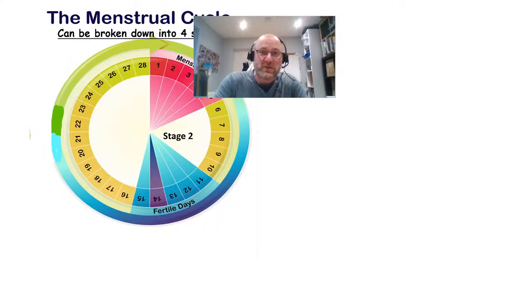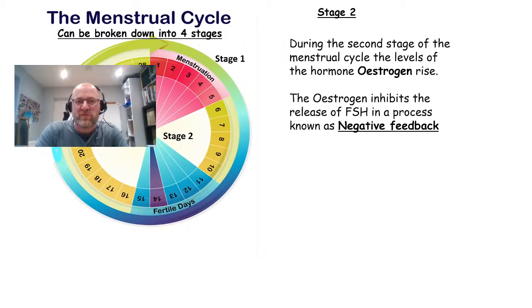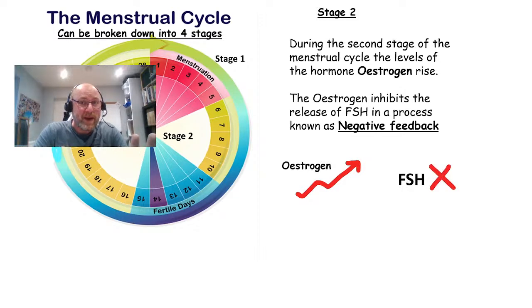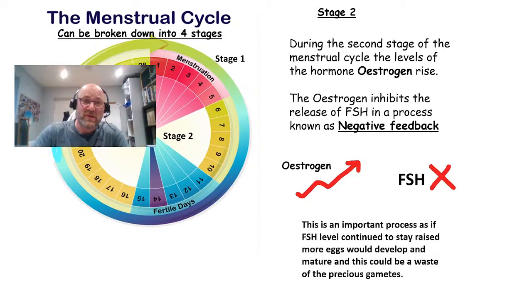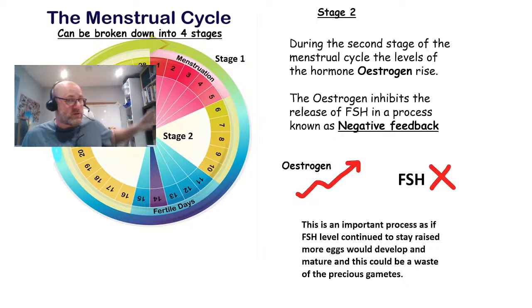So we're on to stage 2 of the menstrual cycle, and this is roughly day 6 to 13, say. And via a process of negative feedback, another negative feedback example, estrogen tells FSH, go away, we don't need you anymore. So it's pretty unfair. FSH passed the baton to estrogen, and estrogen said, your job's done, you go away now.